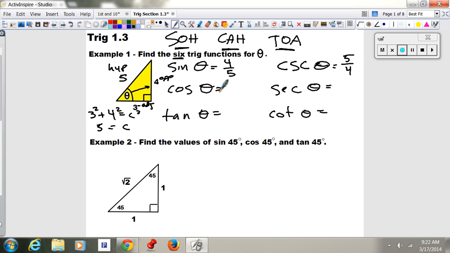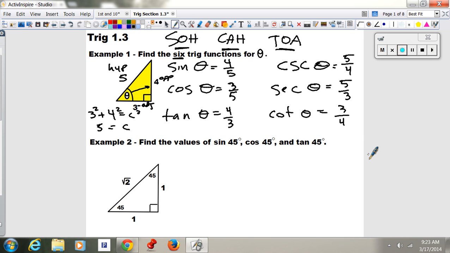And the cosine is up here at the top, CAH, adjacent over hypotenuse. So my adjacent side to theta is 3, my hypotenuse is 5. That also gives us the secant. That's just flipped over, you're going to get 5/3. And then the TOA, opposite over adjacent. The 4 is the opposite and 3 is the adjacent, so 4/3. And then the cotangent of theta is going to be how much? 3/4. You're just going to flip over the tangent, you get 3/4.